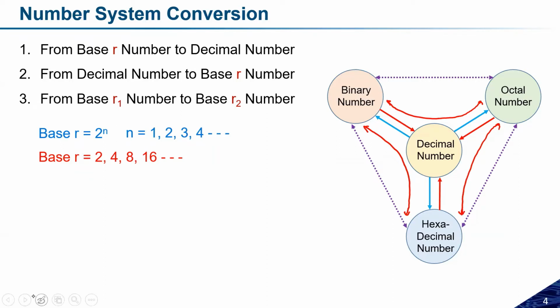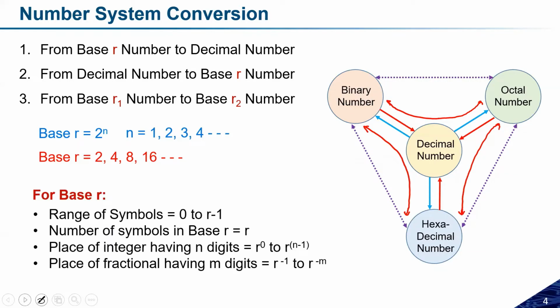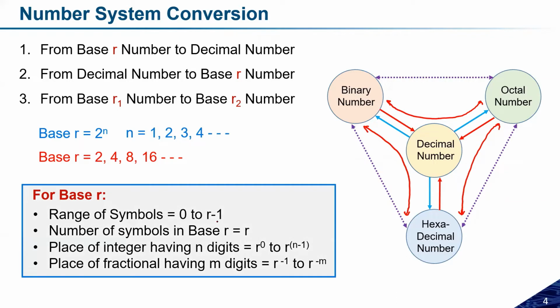Before we start converting the numbers, we should know the range of symbols based on the base. Suppose I have a base R, then the range of the symbols will be 0 to R minus 1. Suppose I have base 8, which is the octal number system, so the symbols will be 0 to 7. The base will be R itself, so it's fine, there is no problem.